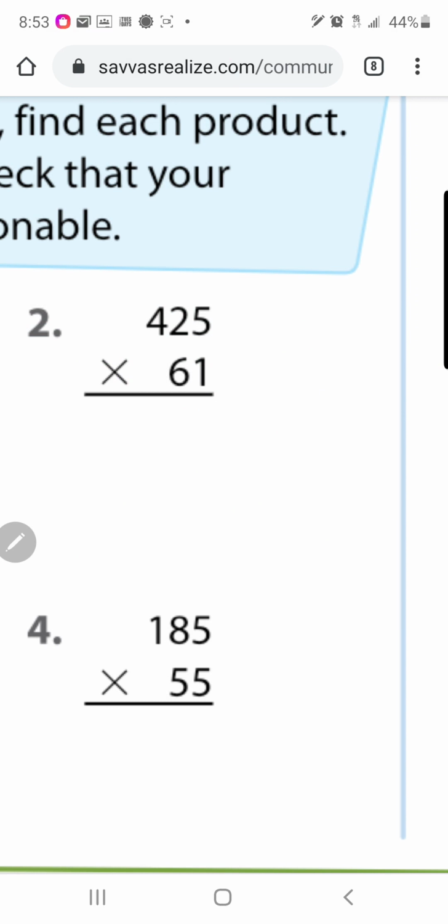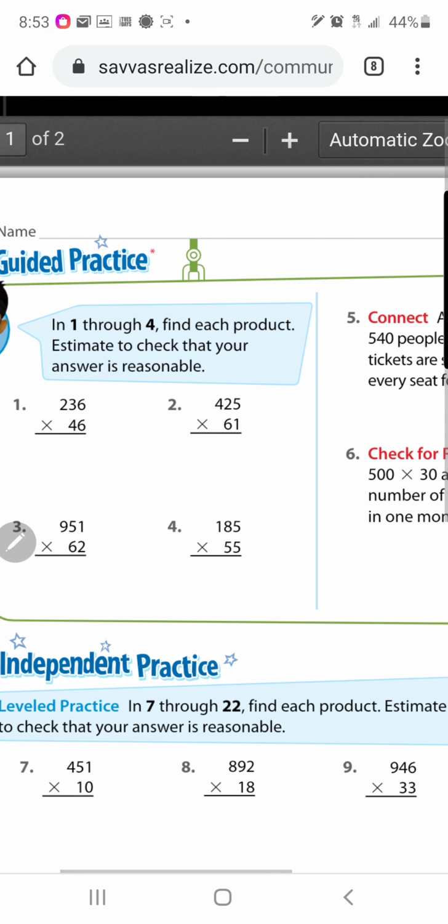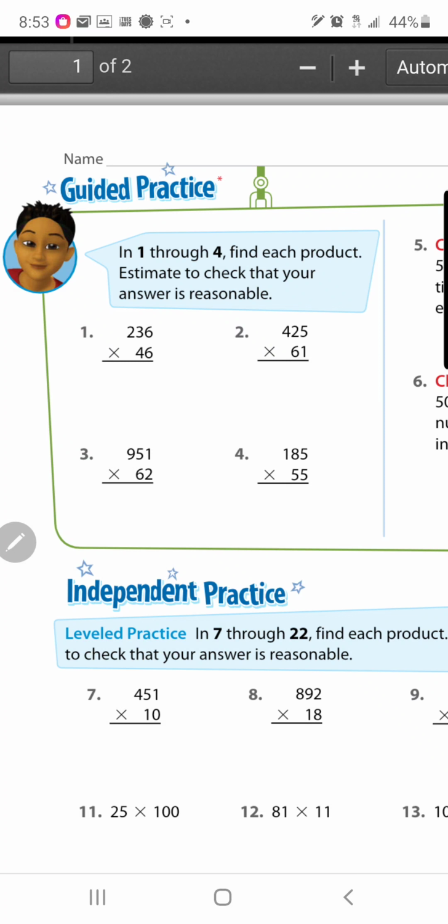Okay, let's go on. So we continue on to number 3. This time we're just going to move real quick through the problem, so just follow. Here we go. We estimate 951 to 1,000. And then 62, we're going to round off to 60 because it's closer to that. In this case, we ended up having an extra 4 zeros, 1, 2, 3, 4. So we put 4 zeros down. And then we multiply 6 times 1, which is 6. So our estimated product is 60,000.